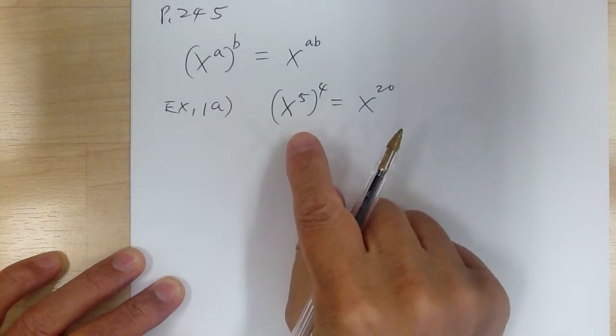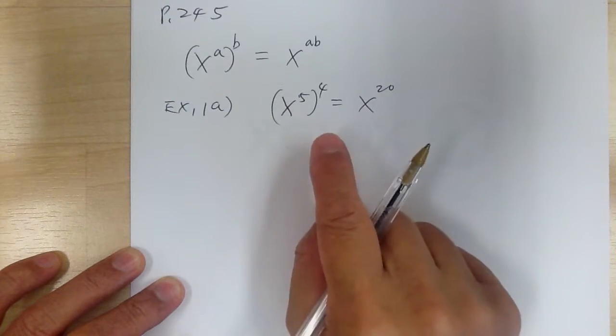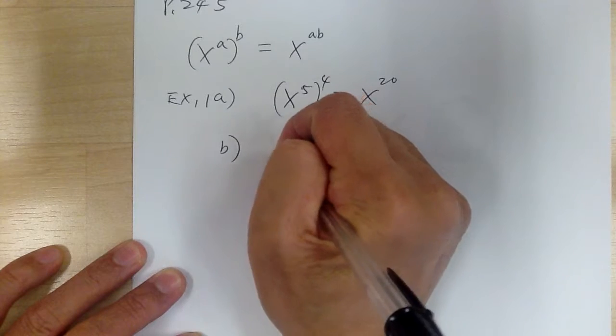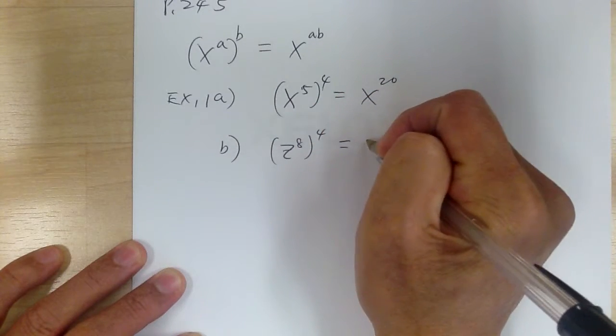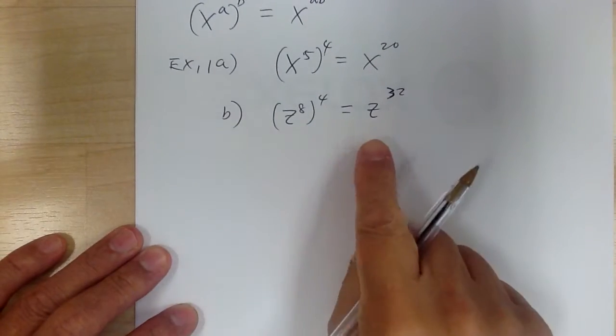Make sure you know the difference between the power rule and the product rule. Make sure you know the difference between the two. Okay, example b: z to the 8 to the 4 is equal to z to the 32. Make sure you know the difference again.